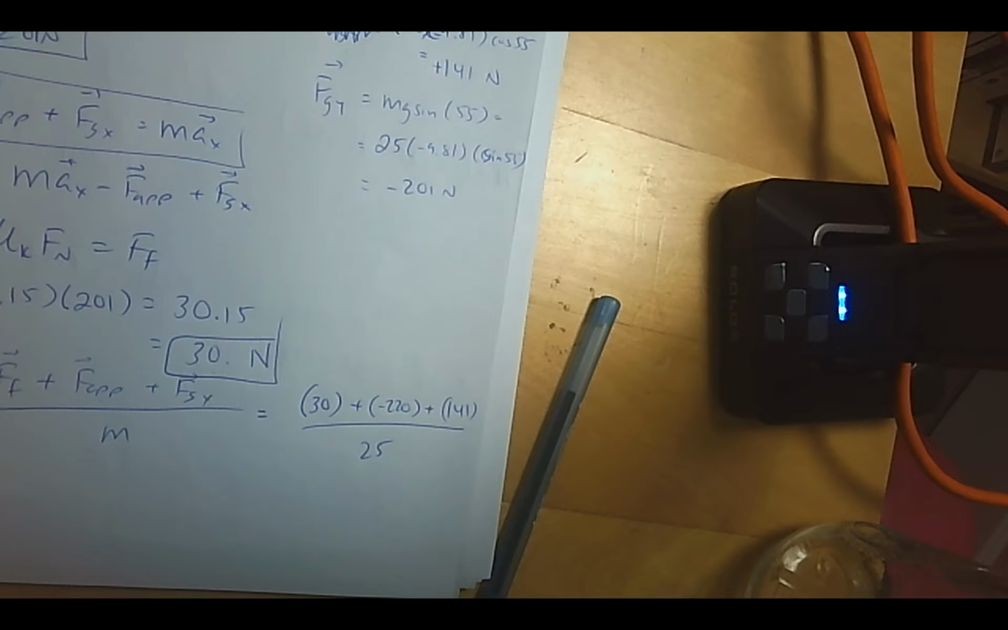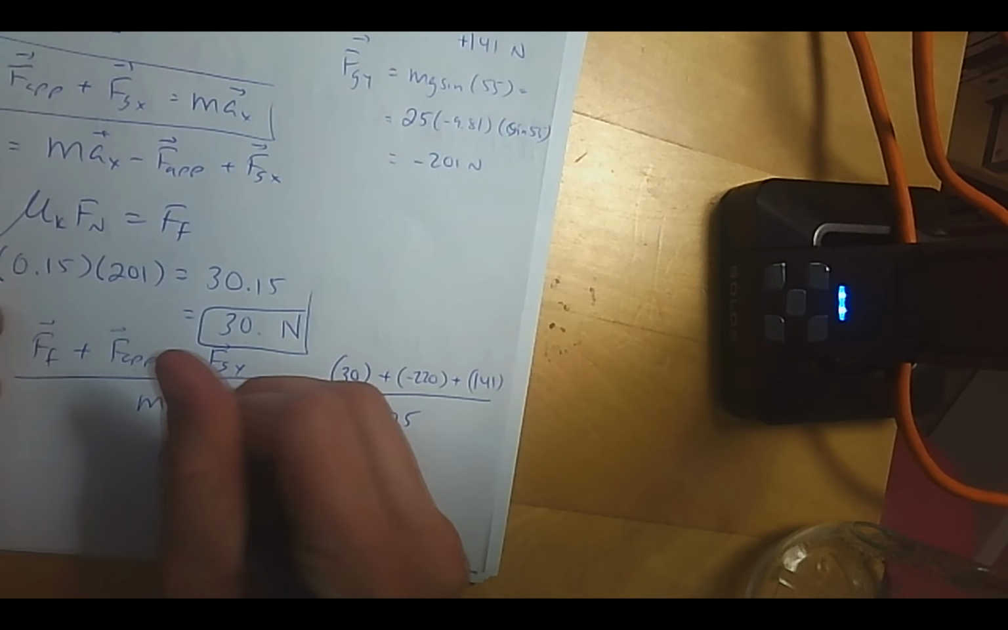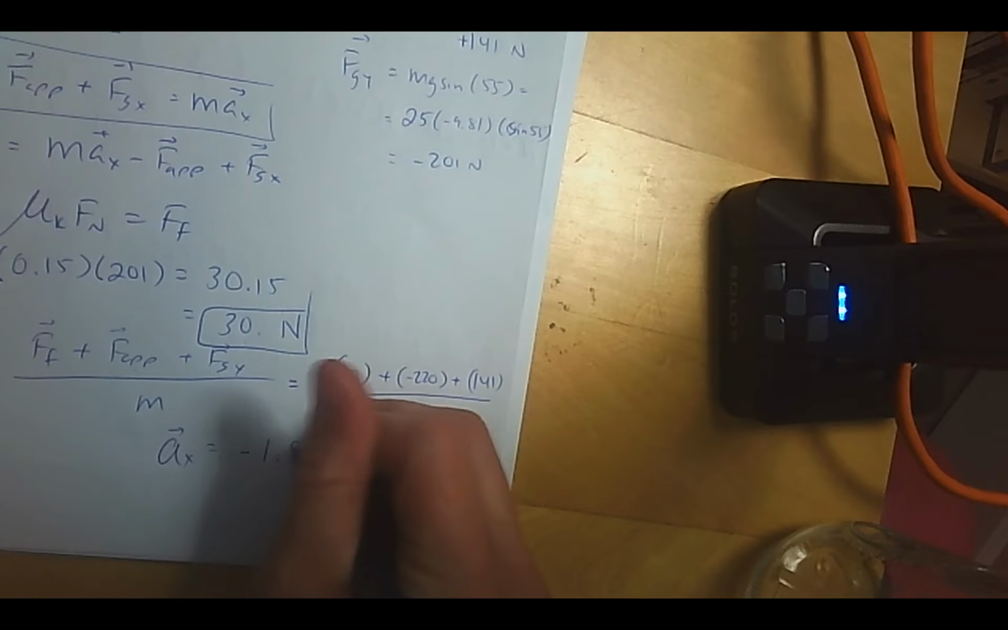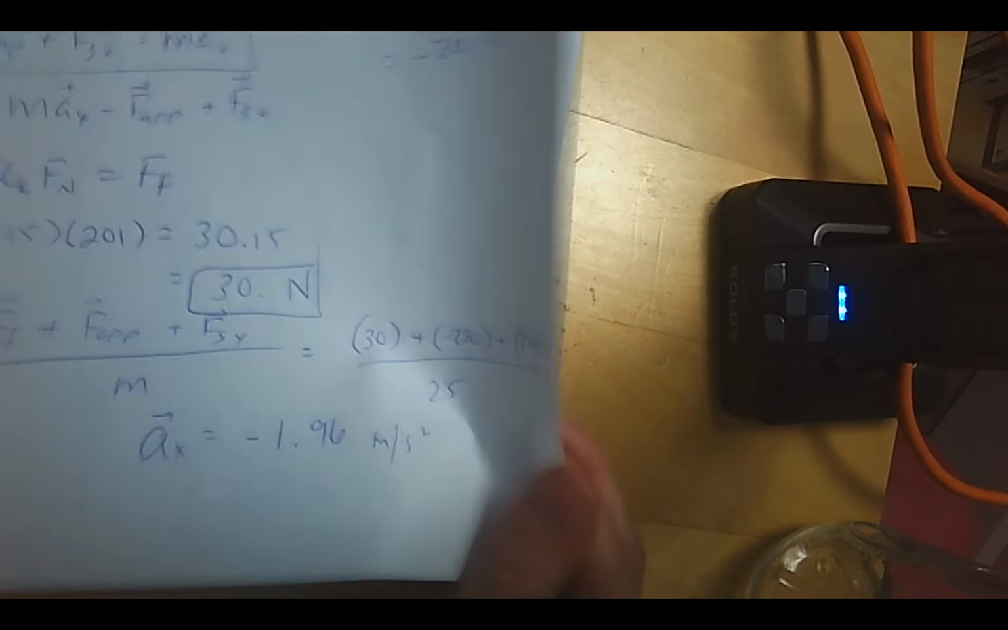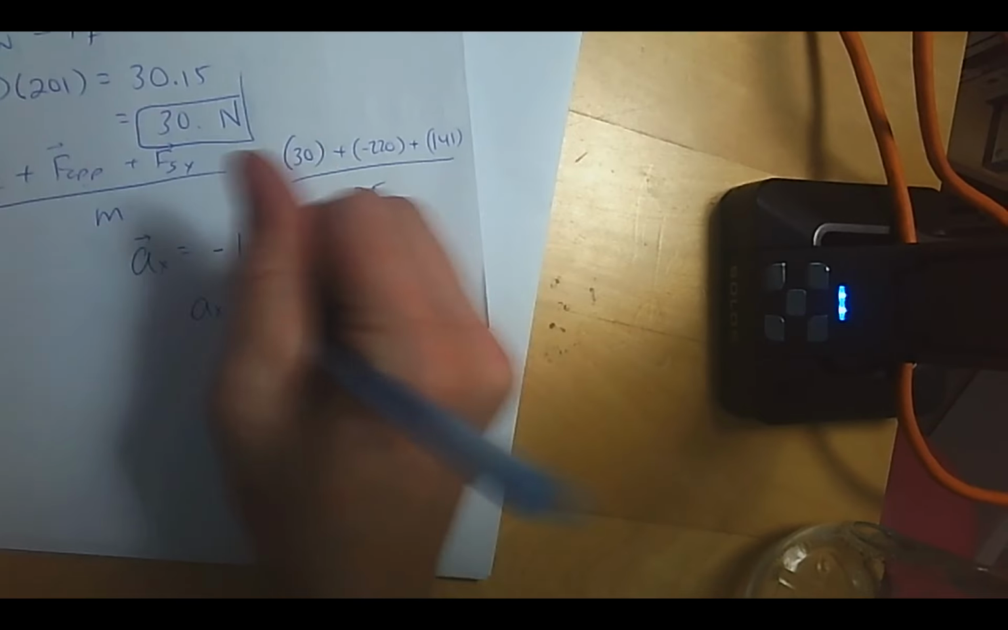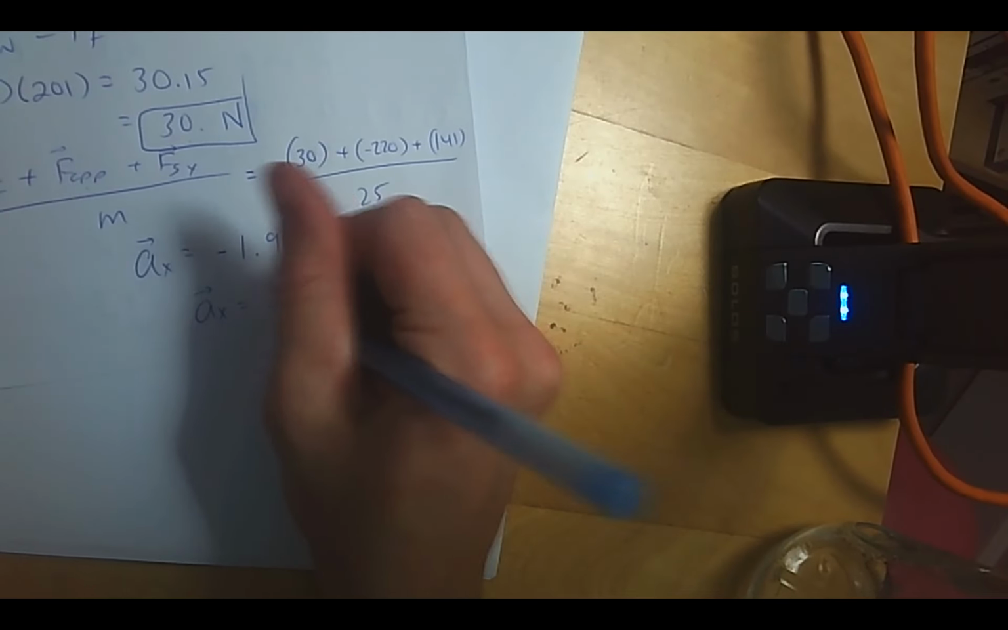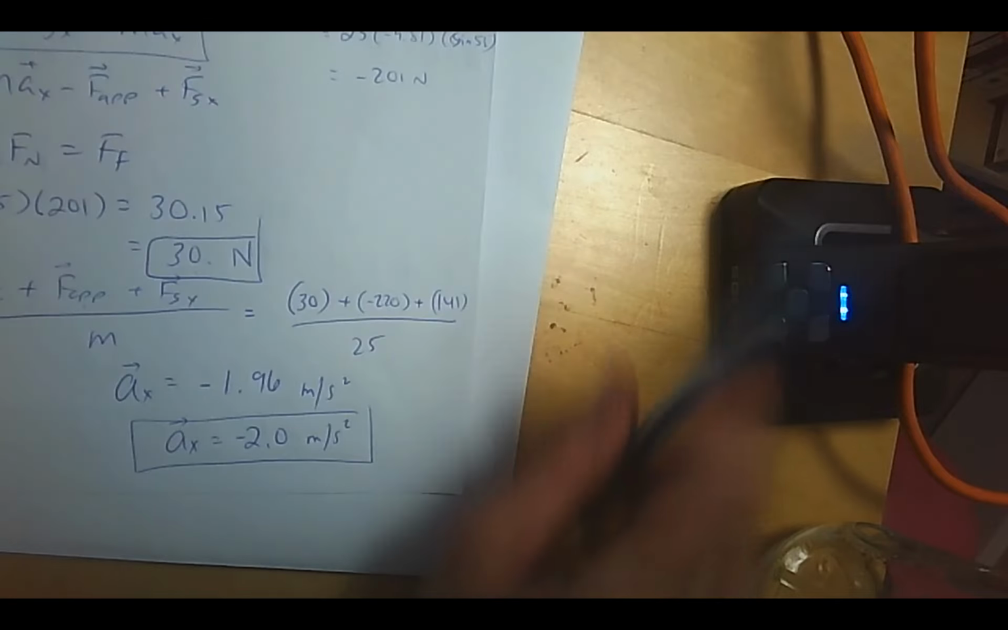So 30 minus 220 plus 141 divided by 25, I got negative 1.96 meters per second squared, which, if we're looking at two sig figs here, we can say it's 2.0 meters per second squared to the left.